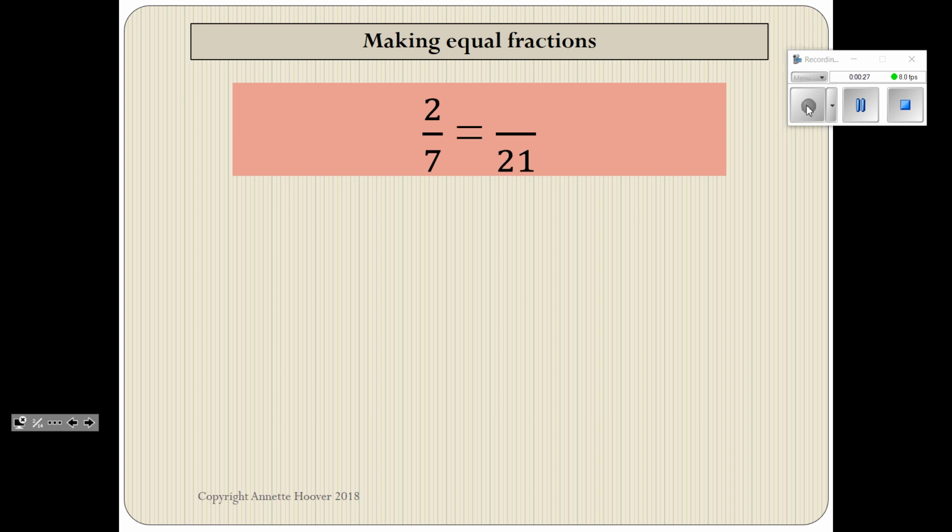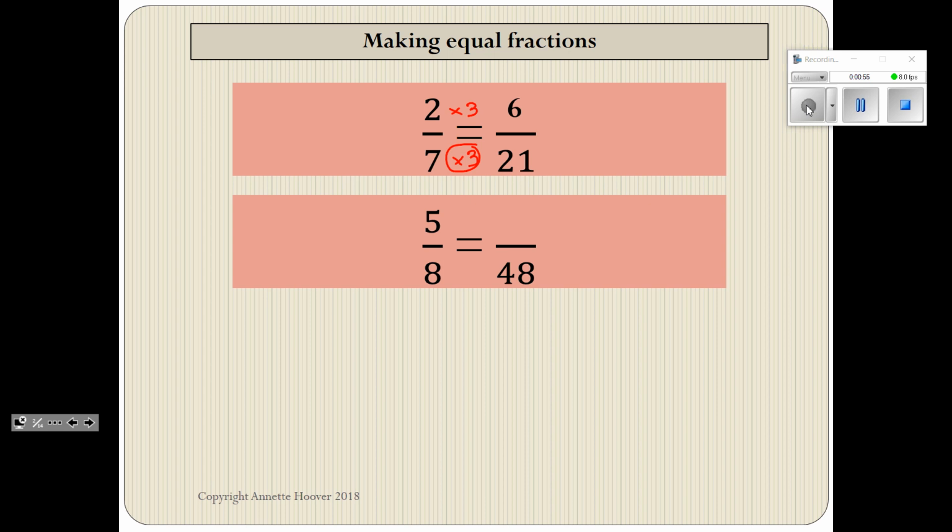So if you have the fraction 2/7 and you want to make that into a fraction that means the same thing, that is equal to the same amount, we ask ourselves, what do we multiply 7 by to get 21? That would be 7 times 3. And whatever you do to the denominator, you have to do to the numerator. So since I multiply times 3 on the bottom, I multiply times 3 on top, and 6/21 would be equivalent or equal to 2/7.